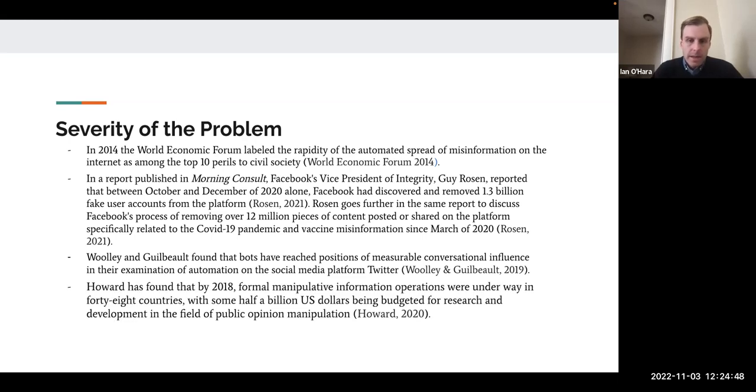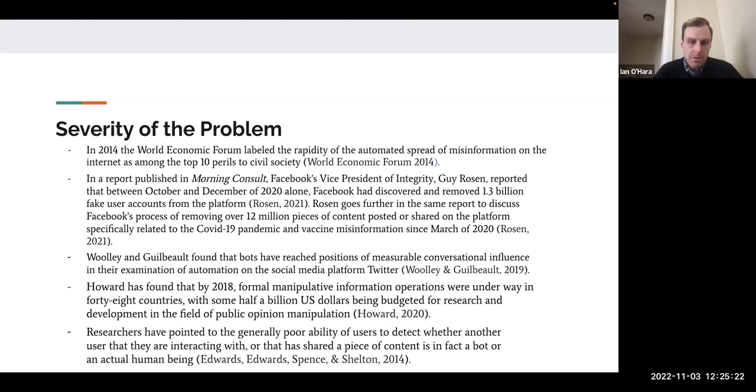So by 2018, formal manipulative operations, again, there's probably more money being spent now. This was in 2018. Howard published this in 2020. But over $500 million of US money is being budgeted on this research and development in how to better and more effectively manipulate public opinion and to not be detected while you're manipulating public opinion.